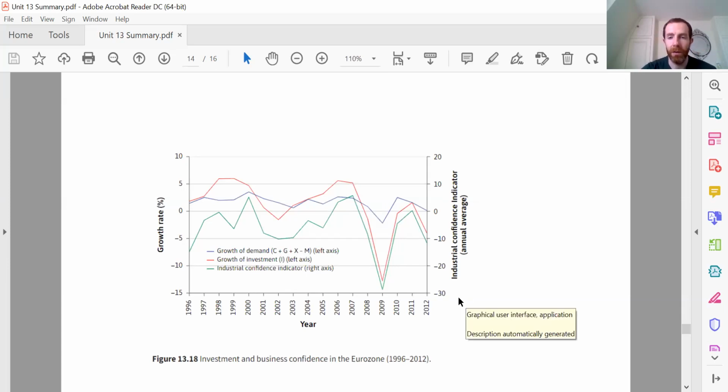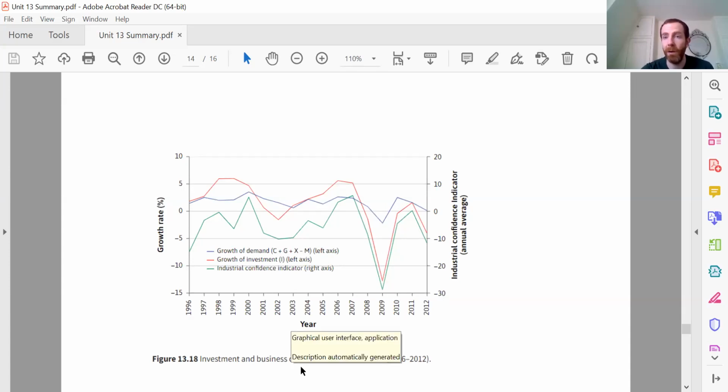Okay, so this first graph is just showing us maybe the link between businesses' levels of confidence and how much investment they'll do. And you can think of the coordination game here. When businesses are confident about what others are doing, they might be more likely to invest. And so we see this industrial confidence indicator, our green line, and then growth of investment. And you can see that, although it's not a perfect relationship, when confidence grows, investment starts to grow, all right?